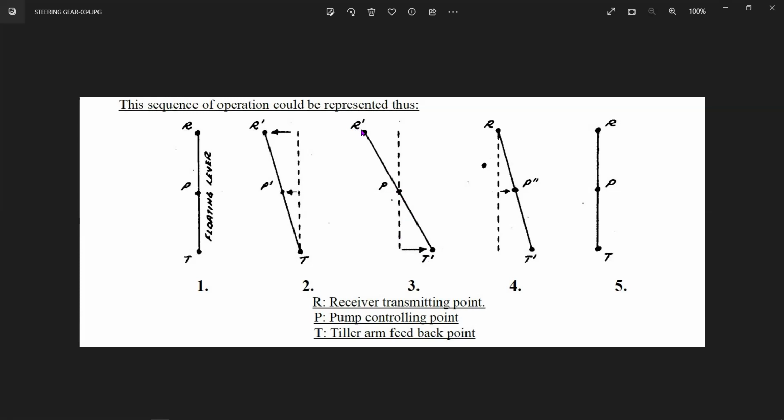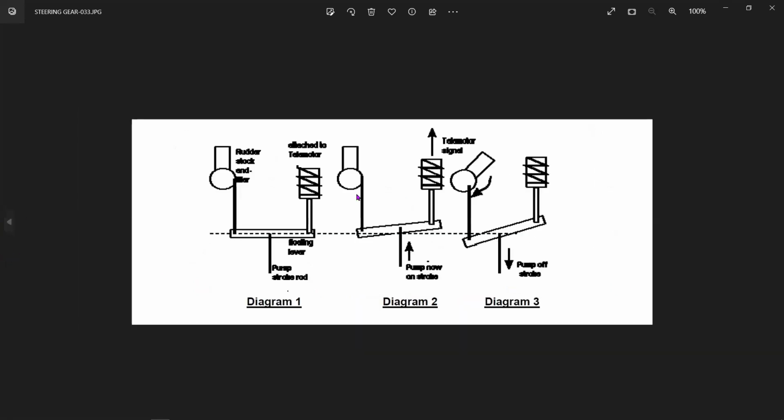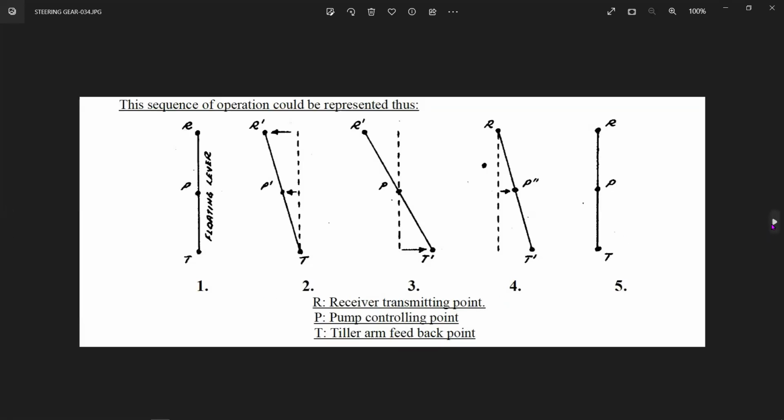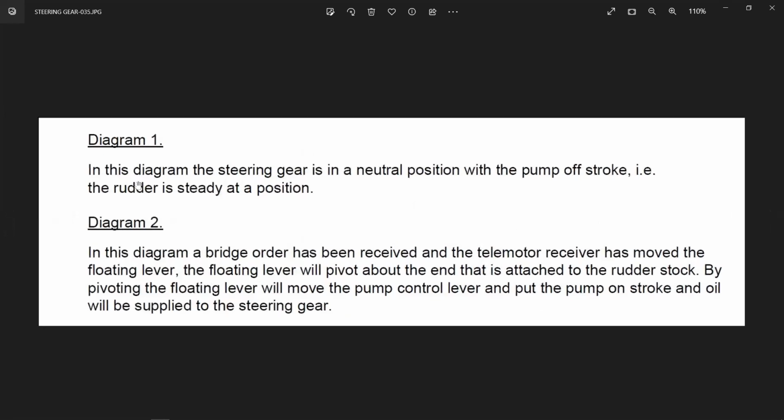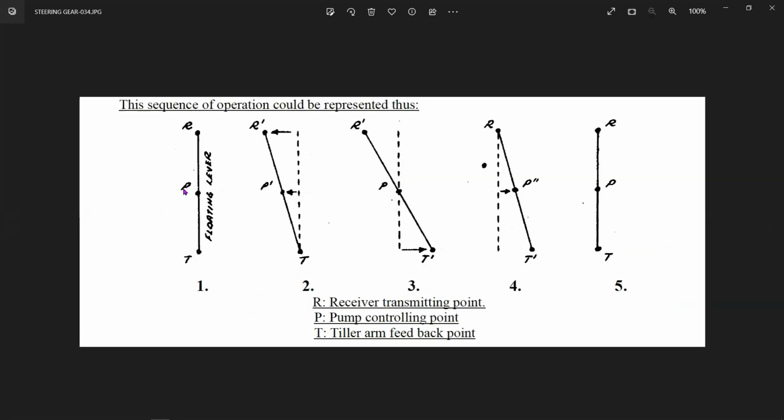All right. Now you want to go back to midship position. So when you go back to midship, you take the rudder to midship position. I will just read this again from here because I believe you might get confused. So diagram one: in this diagram, the steering gear is in neutral position, pump off stroke, and the rudder is ready at position, as you see here.